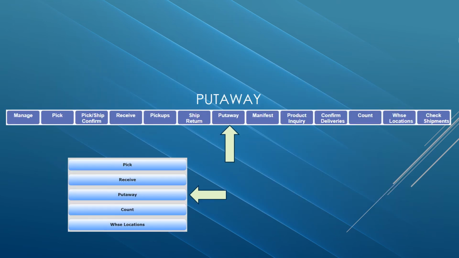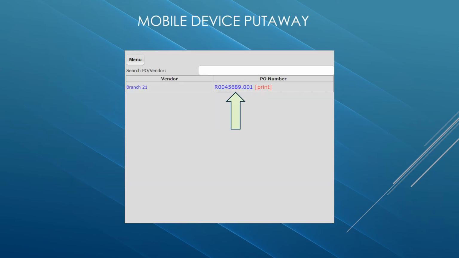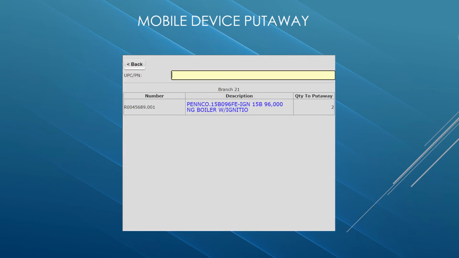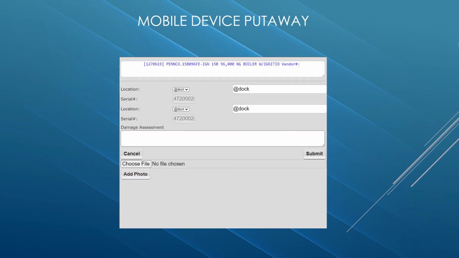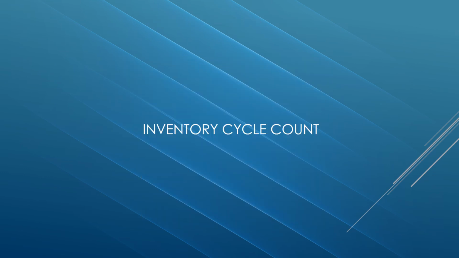Use the Put Away program to put away the items received at the dock. Select the vendor's purchase order receiver. Select an item to put away. Select the Put Away location from the drop-down list and submit. Damaged items can be tagged and a photo taken at this point if needed.